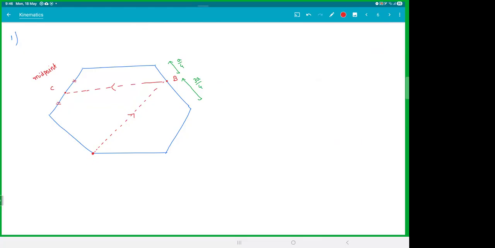See, take this as origin 0 comma 0. Okay. This would be a comma 0. Agreed? This would be how much? This is 60 degrees and this side is a. So this would be 3a by 2 comma 0, because this would be a cos 60 and this would be a sin 60. Perfect. That means this point of coordinates are 3a by 2 comma root 3a by 2.